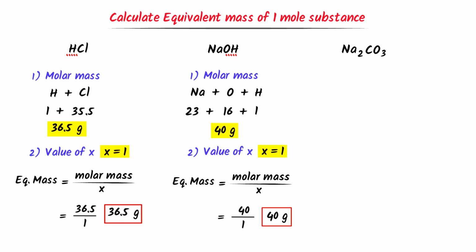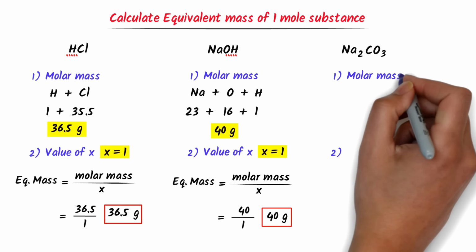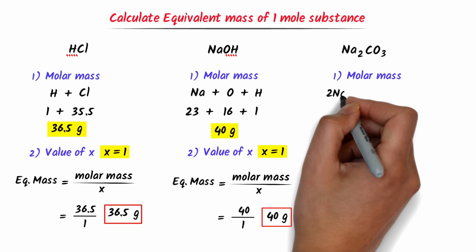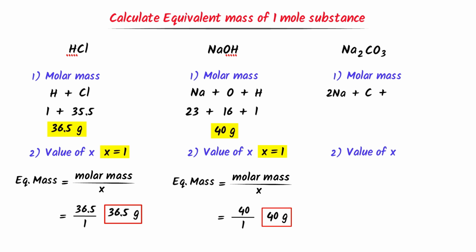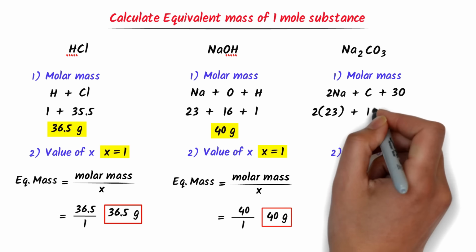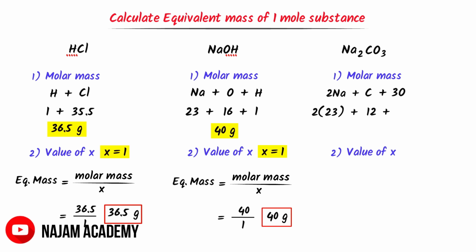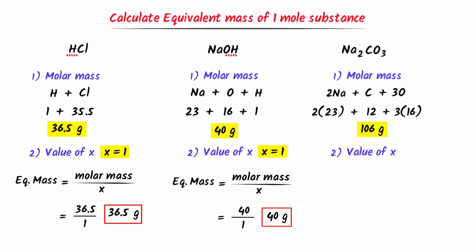So the equivalent mass of sodium hydroxide is 40 gram. In case of sodium carbonate, there are 2 atoms of sodium, 1 atom of carbon, and 3 atoms of oxygen present in it. The molar mass of sodium is 23 gram, that of carbon is 12 gram, and that of oxygen is 16 gram. I get 106 gram.